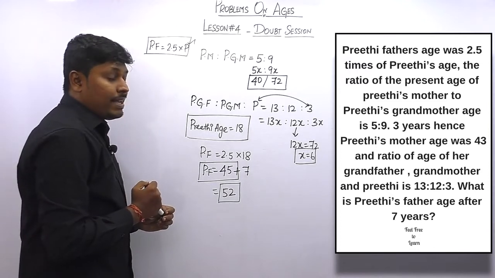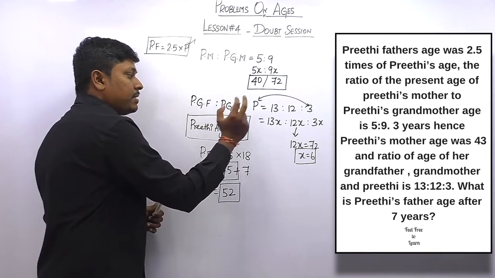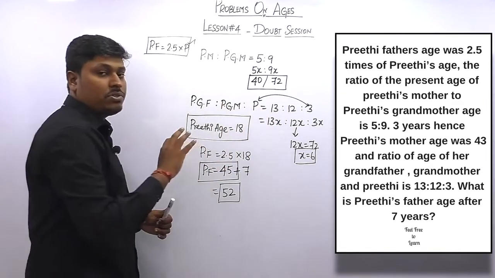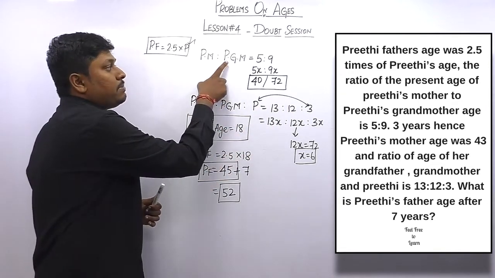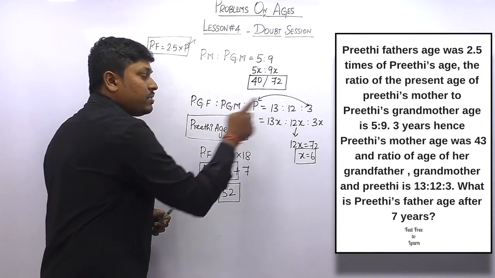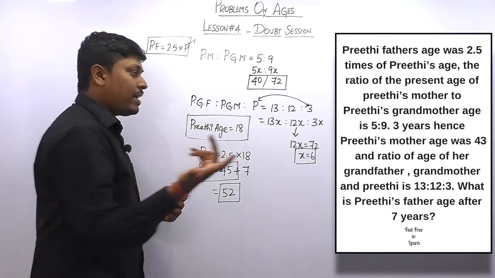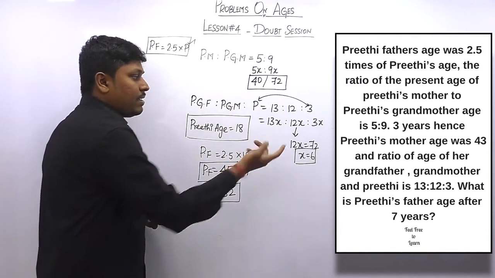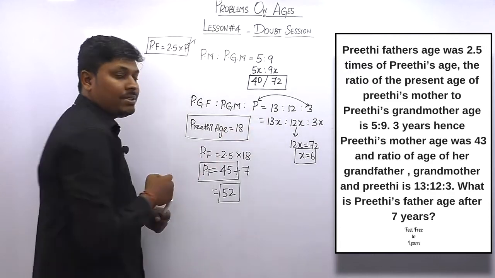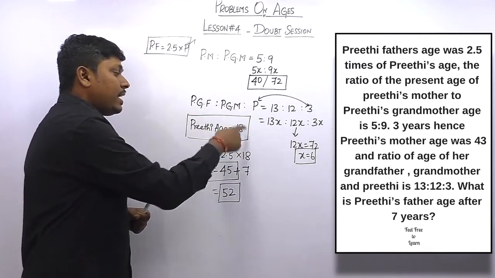In the third point they have given a ratio for 3 persons, Preeti's grandfather, Preeti's grandmother and Preeti, a ratio 13:12:3, and we already know that Preeti's grandmother's age is 72 and here Preeti's grandmother's ratio is 12x. So 12x is equal to 72, x is equal to 6. So finally we got the value of x. We already know that Preeti is in ratio 3x, so 3 into 6 will be 18. So finally we found Preeti's age is 18.